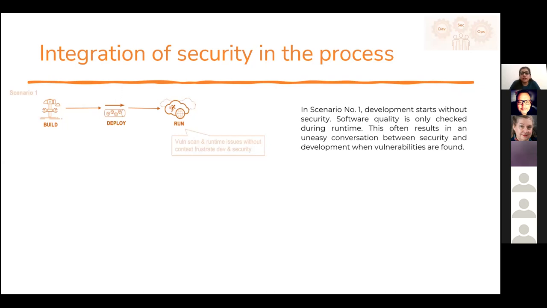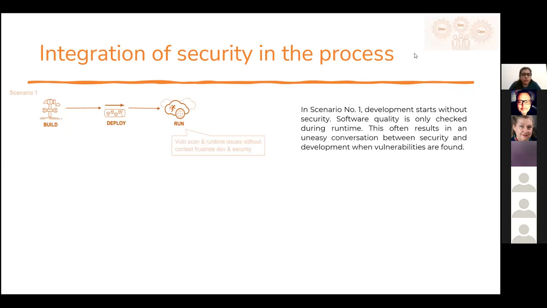The first scenario is that the development starts without security. So the software quality is only checked during the runtime. This often results in conflicts or uneasy conversations between the security and the development team when the vulnerabilities are found.